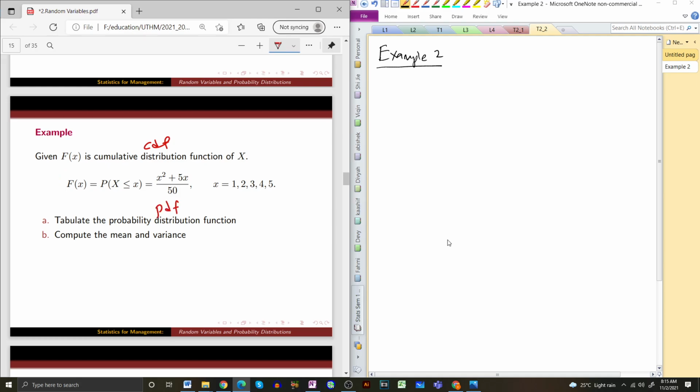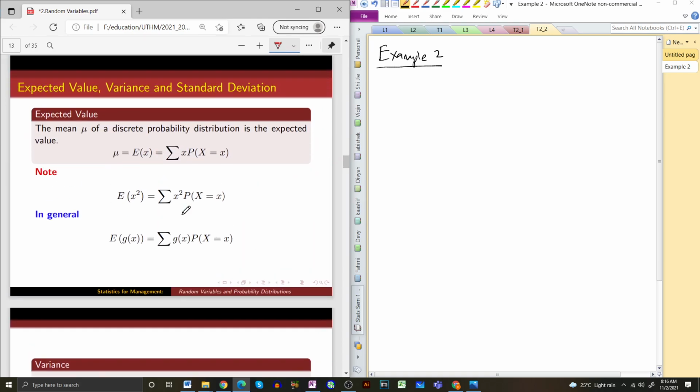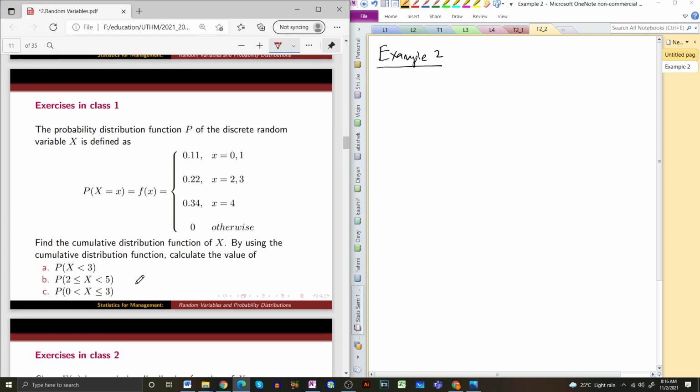See, if you want to find mean, variance and standard deviation, it's easier for you to have a PDF instead of a CDF. So they have given you a CDF now. We're going to convert that to PDF. Normally before this, we find the CDF based on the PDF, like in the previous ones. Now we are going the reverse way, to find the PDF.